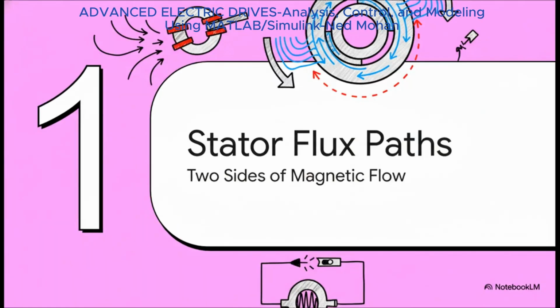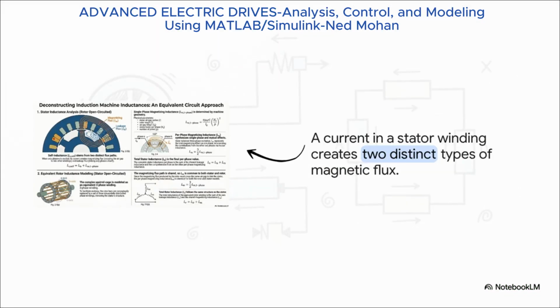Okay, so to begin our analysis, let's imagine we're looking at the stator with the rotor completely disconnected, open-circuited. By simplifying things this way, we can focus on one single question. Where does all the magnetic flux from the stator windings actually go? So when we pump current into a single stator winding, let's say phase A, just like in this diagram, that current generates a magnetic field.